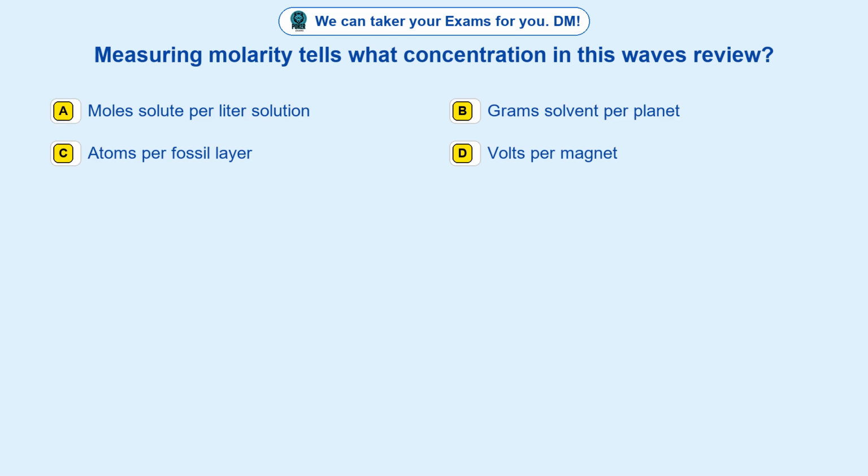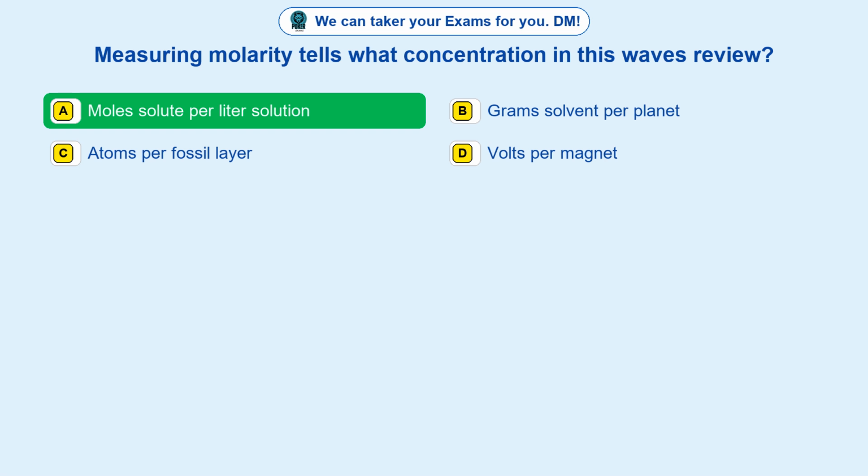Question 45. Measuring molarity tells what concentration in this waves review? Option A, moles solute per liter solution. Option B, grams solvent per planet. Option C, atoms per fossil layer. Option D, volts per magnet.